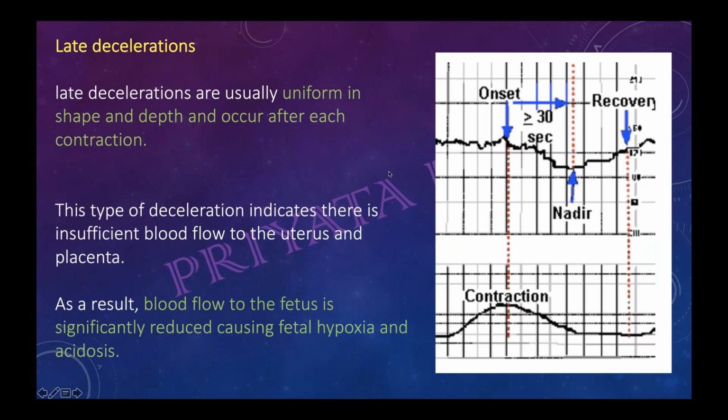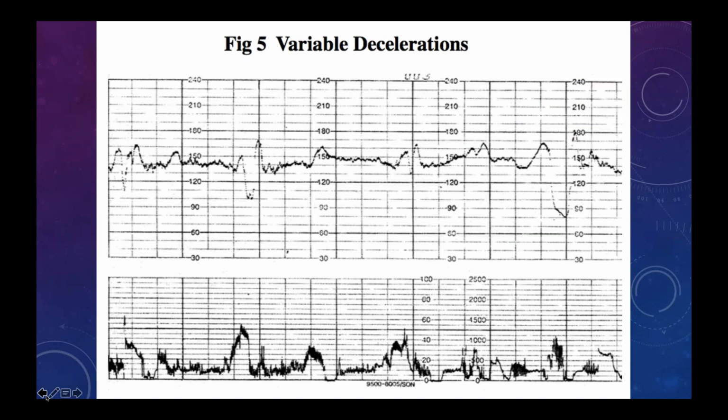Ma'am, just one second. In variable decelerations, we were talking about shouldering. In shouldering, is there any particular number of beats that it has to rise, or is it just a rise before it falls? Yes, just that. You can see, this is a shouldering. Yes, this is a shouldering. I will show a picture of shouldering also.